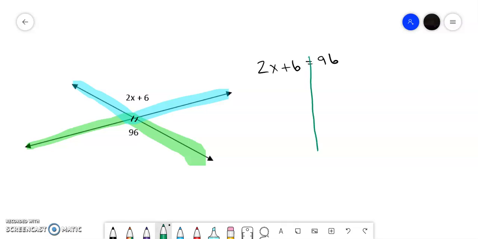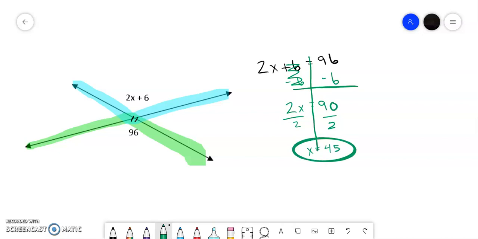There's our line down the middle. Subtract 6 on both sides, minus 6 and minus 6. 6 minus 6 is 0, so it's gone, and you bring down your 2x. On the right-hand side, 96 minus 6 should give you 90. One last step, and that's divide both sides by 2. And you're left with x is equal to 45.